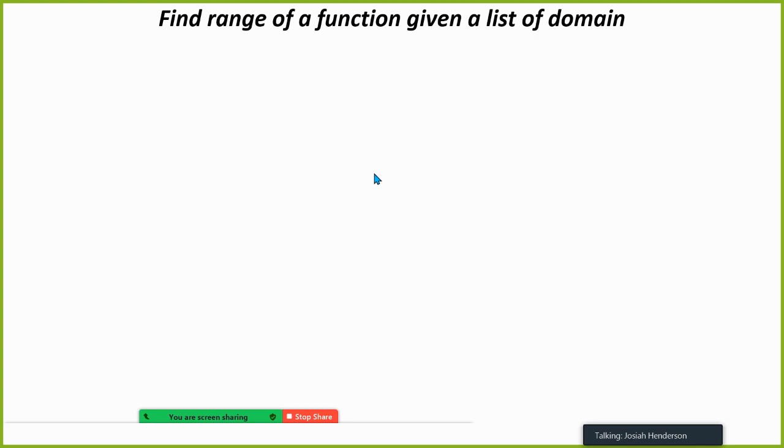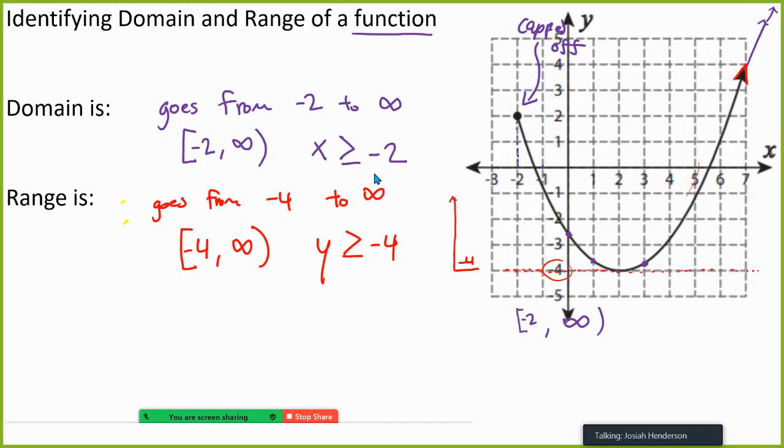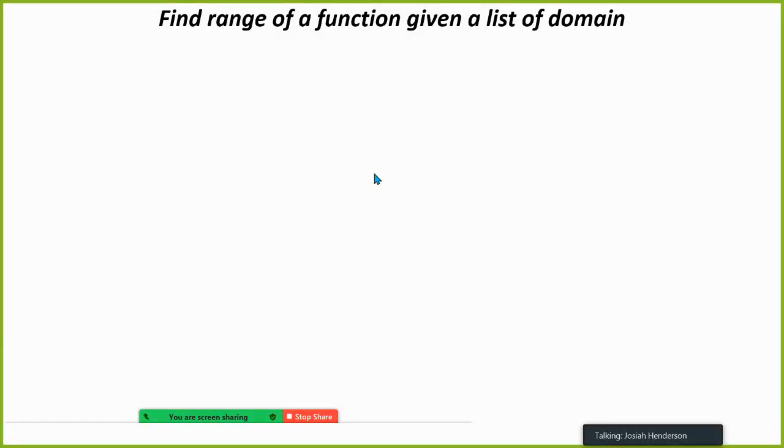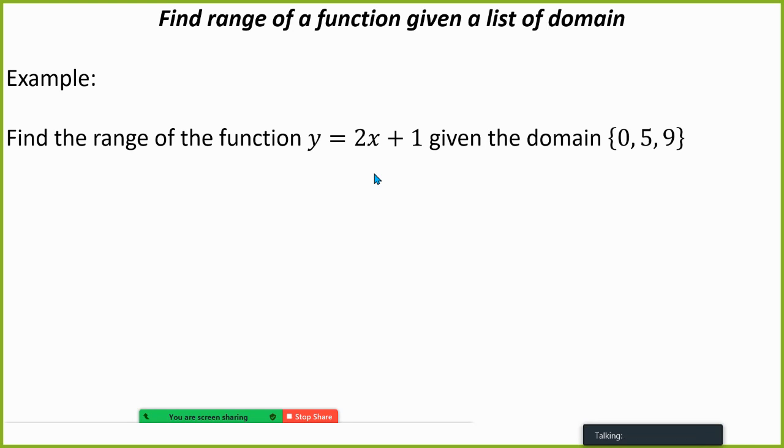Okay, let's do some examples of what we just started. I'm going to try one last new topic for today that goes along with what we've been doing. We're going to find the range of a function given a list of domains. So kind of a word problem, but not really, because there's no story here. It's just written out for us. Find the range of the function y equals 2x plus 1 given the domain 0, 5, 9.